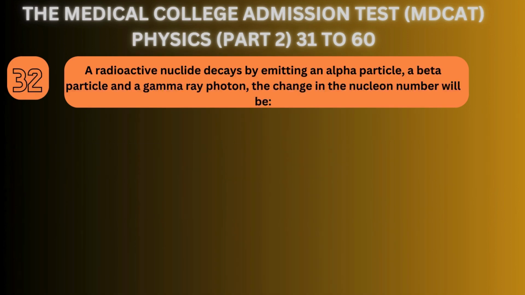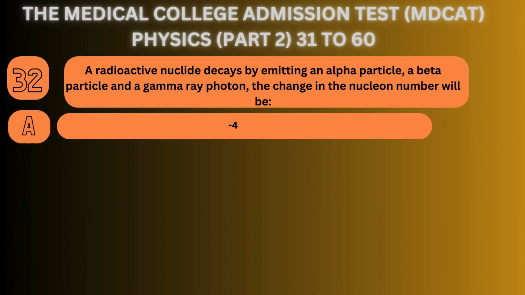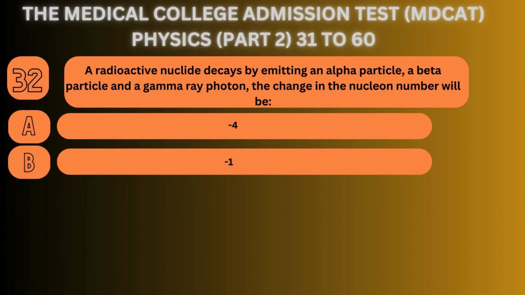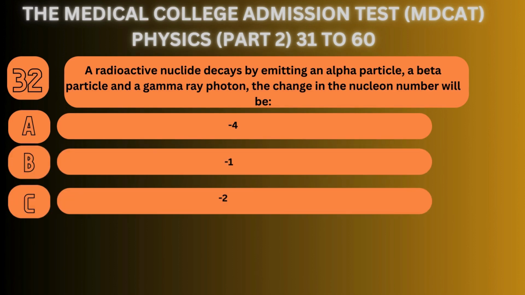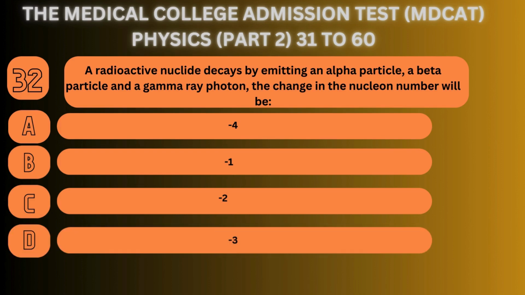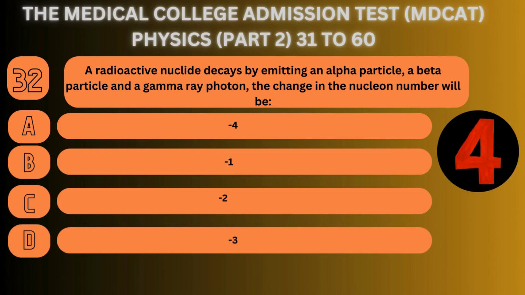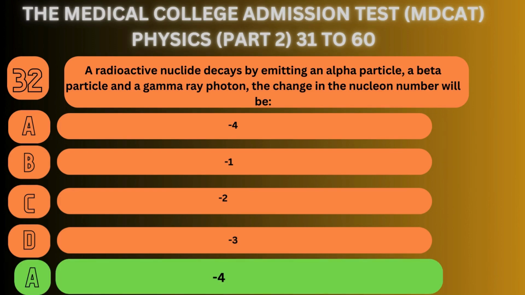Question number 32. A radioactive nuclide decays by emitting an alpha particle, a beta particle, and a gamma ray photon. The change in the nucleon number will be: option A, -4; option B, -1; option C, -2; option D, -3. 5, 4, 3, 2, 1. Correct option is A, -4.